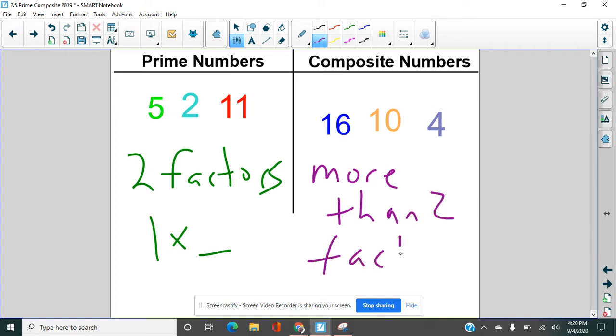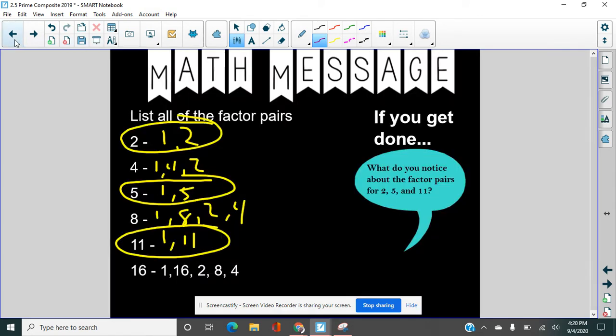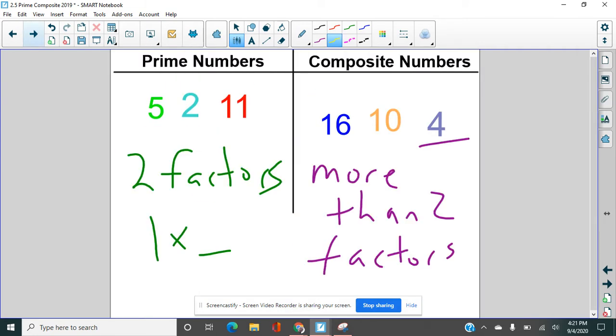It doesn't matter how many more, right? The number 4, if we look back at that screen, it only had 3 factors. This one had 4 factors. This one had 5 factors. They all go in the composite numbers. All numbers that have more than 2 factors are called composite numbers.